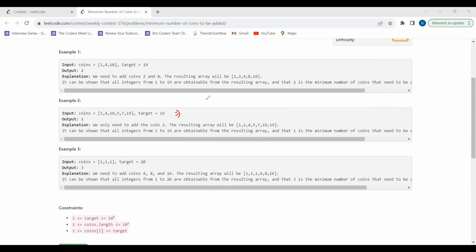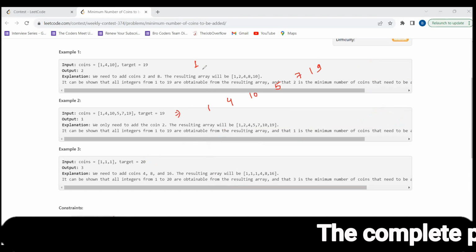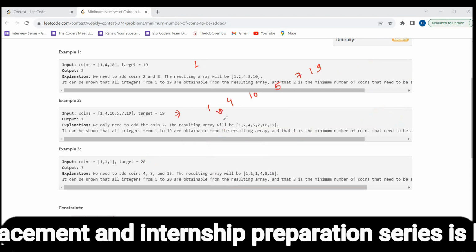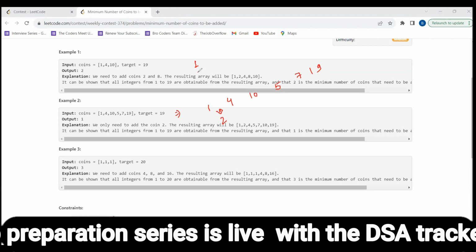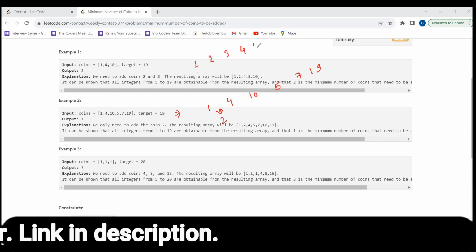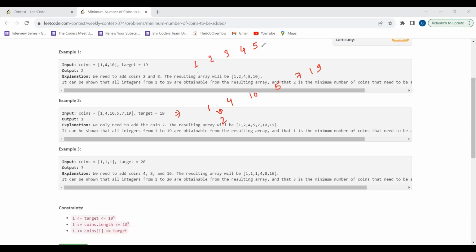So here in this example, we have 1, we have 4, we have 10, we have 5, we have 7, we have 19. So here, first of all, can we form 1? Yes. Can we form 2? No. So we'll need to add 2 here. And now we can form all the numbers from 1 to 3. Now can we form 4? Yes. Can we form 5? Yes. Can we form 6? Yes.